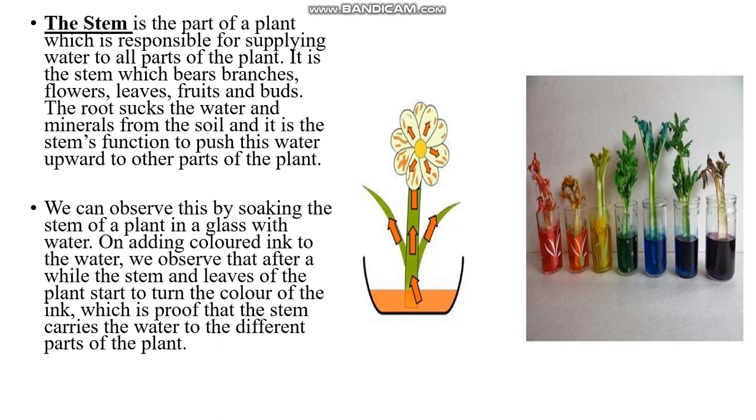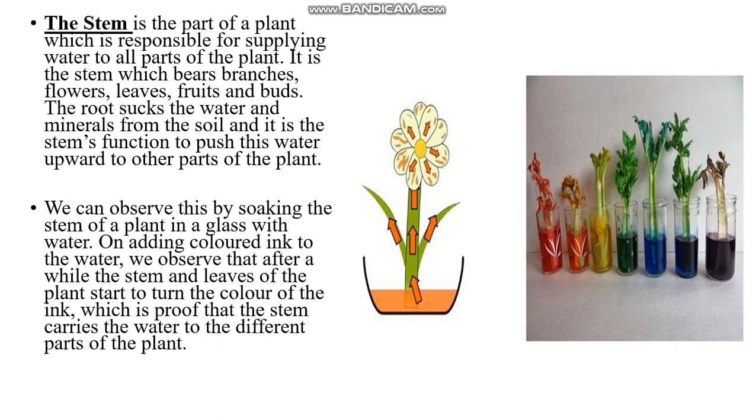Stem. The stem is the part of the plant which is responsible for supplying water to all parts of the plant. Mainly the functions of the stem are: it keeps the plant upright, it bears branches, leaves, flowers and fruits, and it transports water and minerals and the food manufactured by leaves to all parts of a plant. In some plants, stems are modified to perform other functions. For example, in ginger and potato, the underground stem stores food. In cactus, the green stem manufactures food.